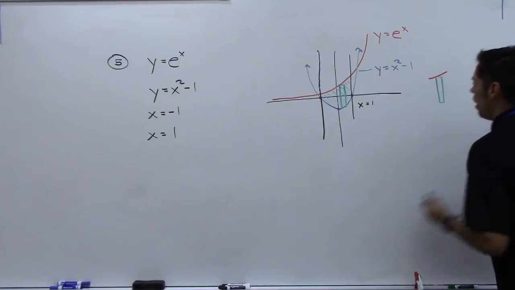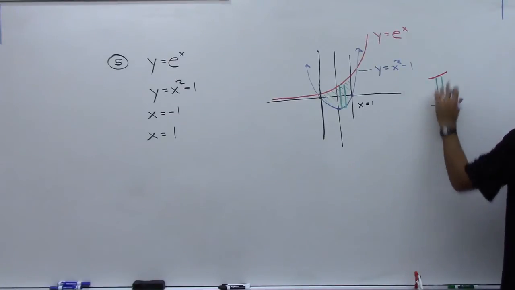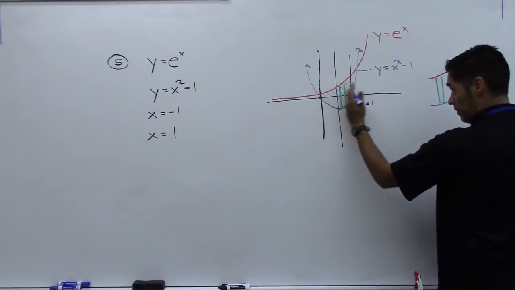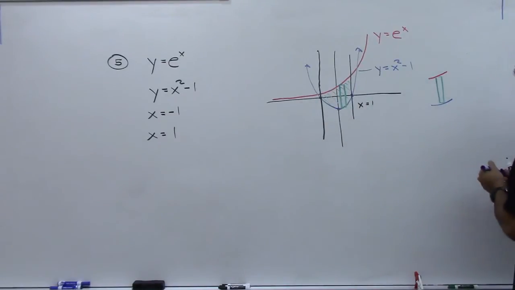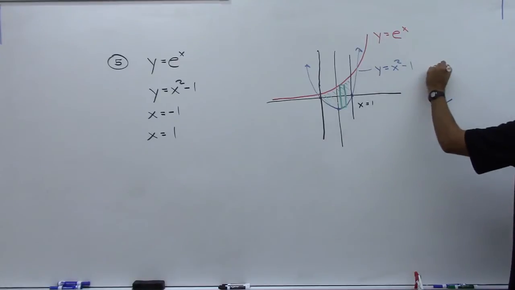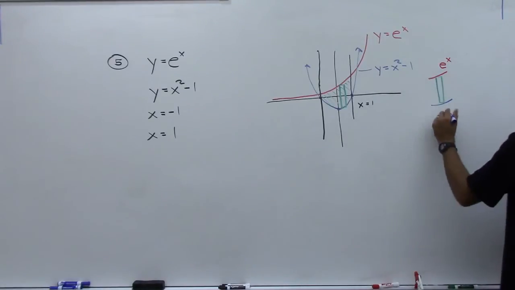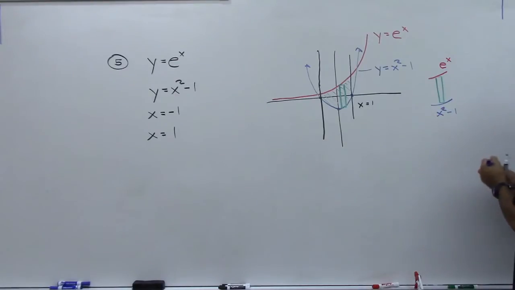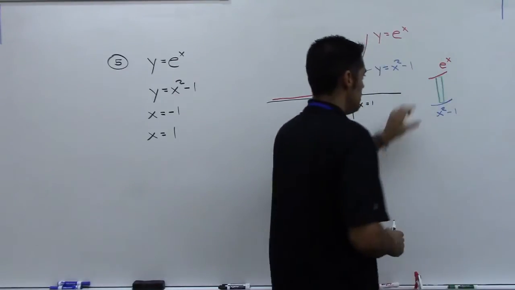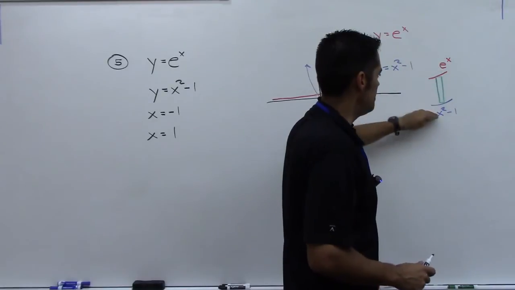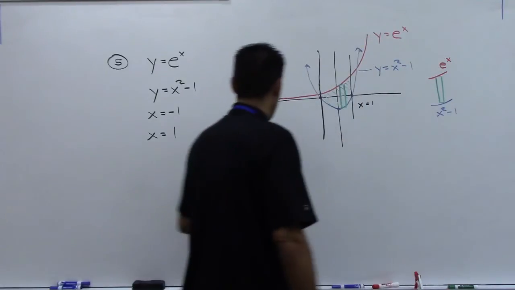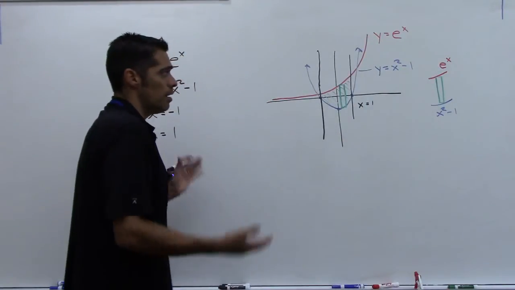The curve that's on the bottom is the blue curve, and that's always the case. If I move this left and right, that's always the case. So my top function is the red one, e to the x. My bottom function is the blue function, which is x squared minus 1. So I know that the height of the rectangle is this minus this, and the width is going to be dx. So the question becomes, where am I going to integrate from?